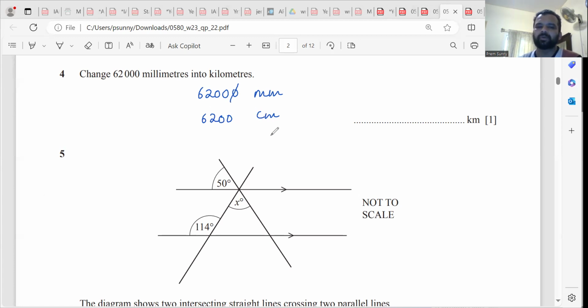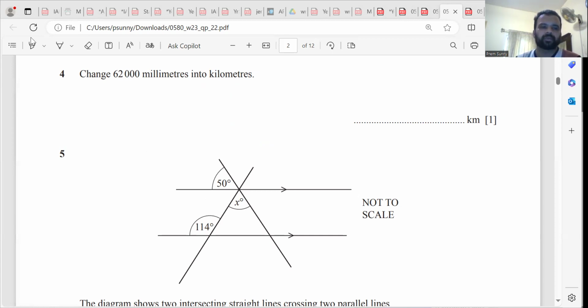Centimeter, you change it into meter. Centimeter to meter, we are dividing by 100. So this is basically 62 meter. We need the answer in kilometer. So 62 meter to kilometer, we need to divide by 1000. 62 divided by 1000 is 0.062 kilometer. That will be the answer for question number 4.